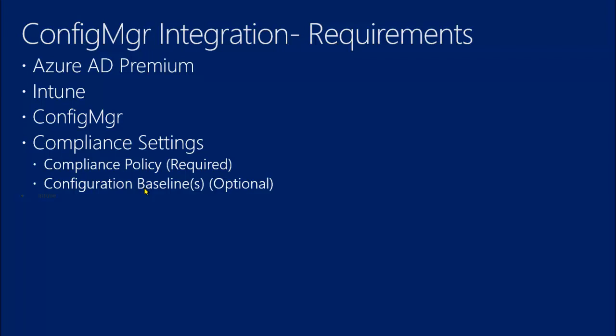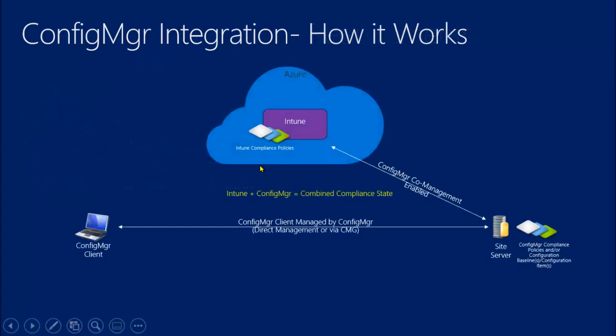You can optionally choose to add configuration baselines. I already mentioned that. Configuration baselines will typically include configuration items. They can also include other configuration baselines. You can make this as detailed or as simple as you would like it to be. Okay, let's start stepping toward the fun stuff. So how does this work?